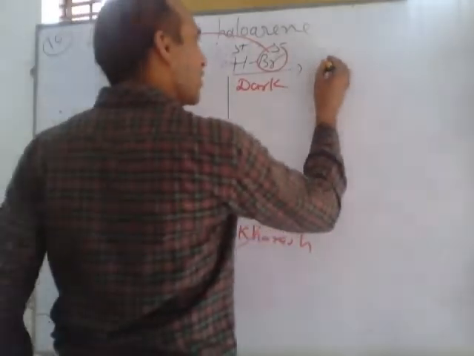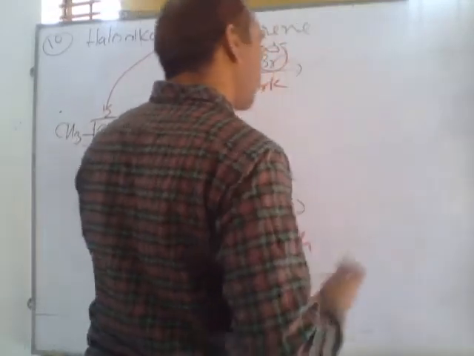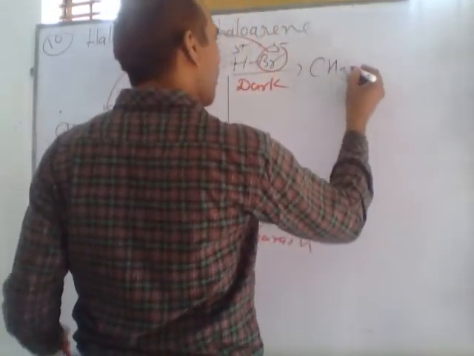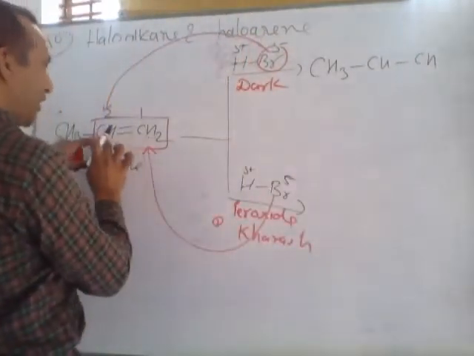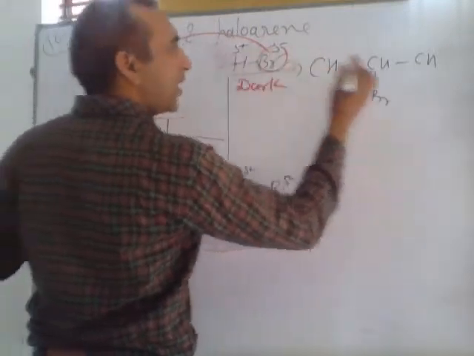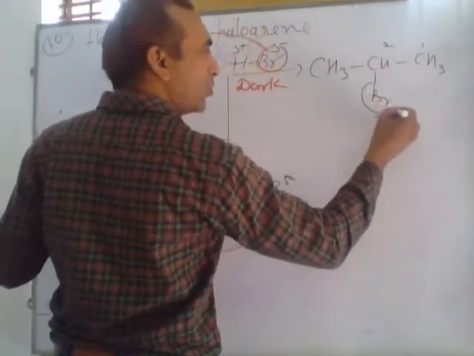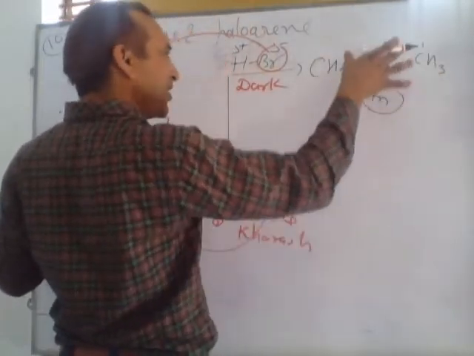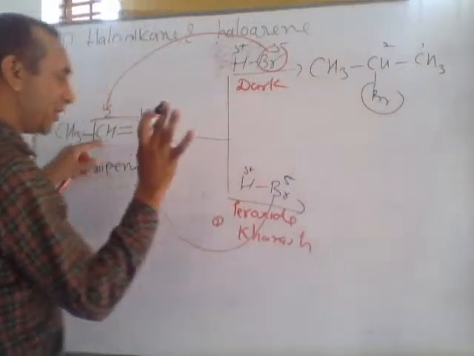In first case, this type, CH3 CHCl. This is a product. Here negative part joins and the hydrogen atom of HBr joins here. So this is 2-bromopropane, otherwise we can say this is isopropyl bromide. This is secondary category.